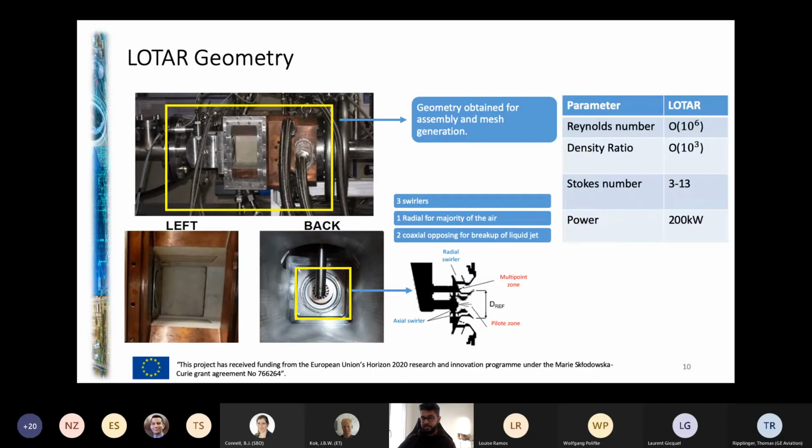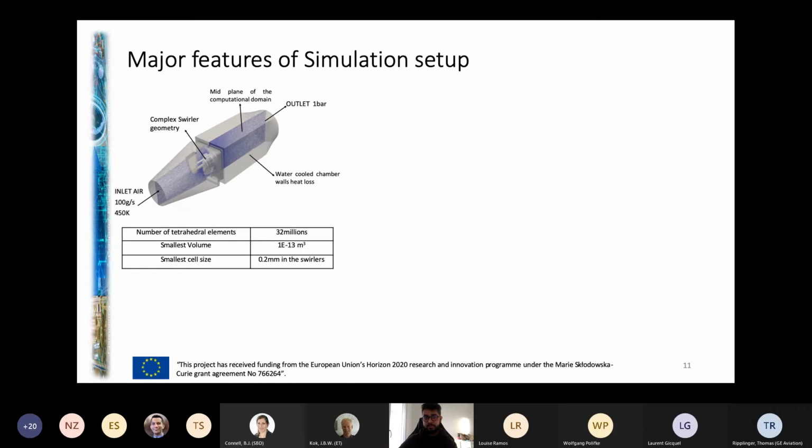Why this is interesting is that when you look at the power rating, the range of Stokes number over which the droplets are existing, the density ratio, and also the Reynolds number, you see that it is much more complex than what is reported in literature at this point of time for spray flames. And the simulations we do are in AVBP.